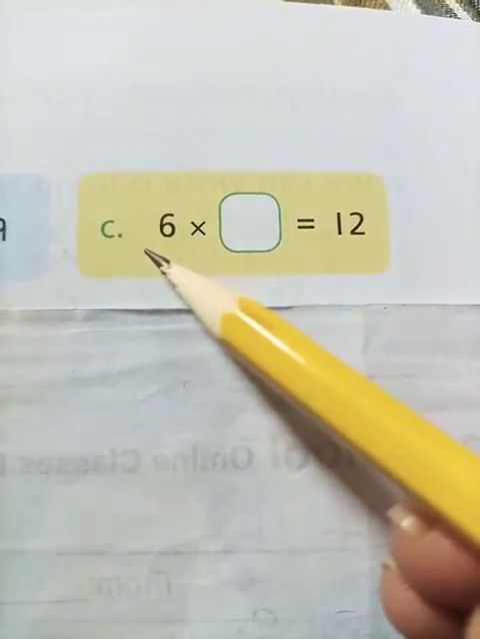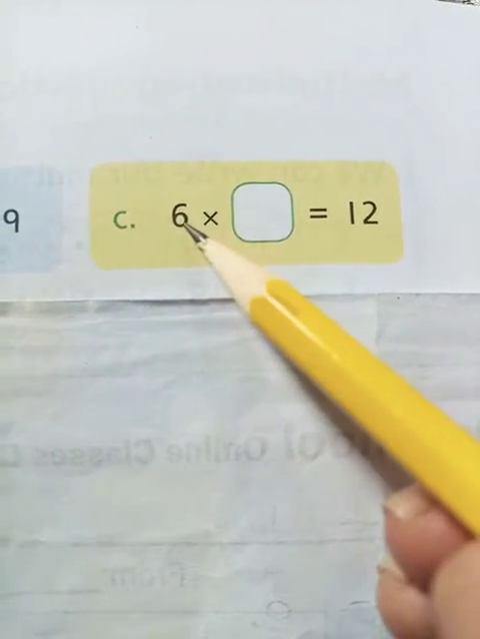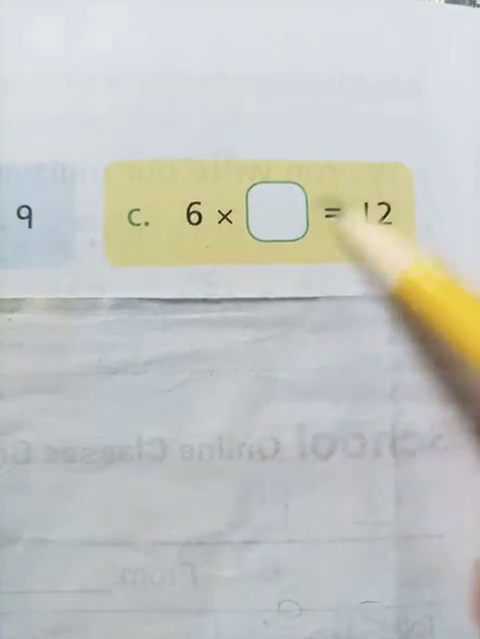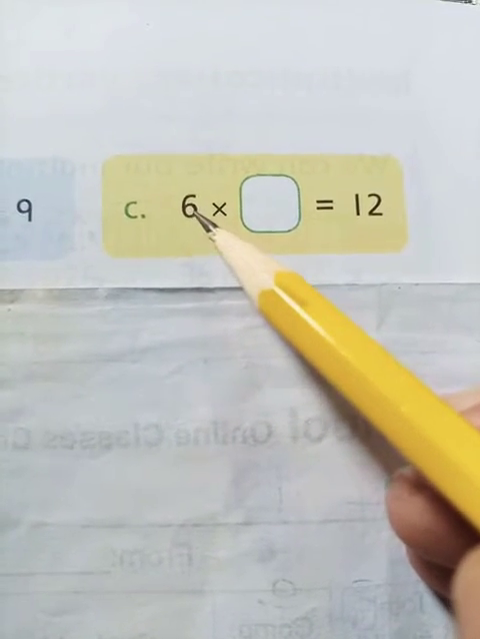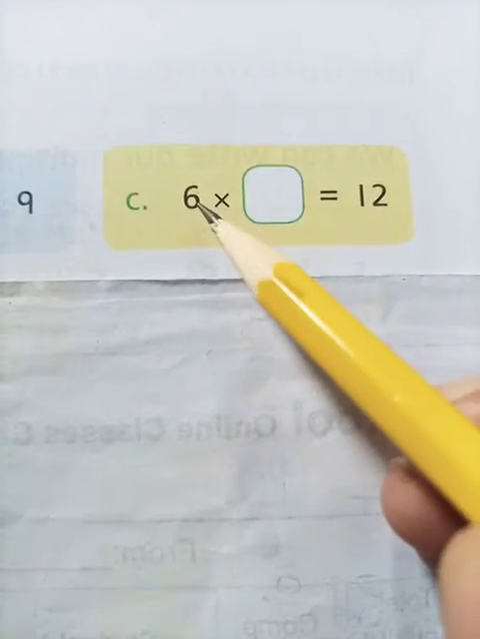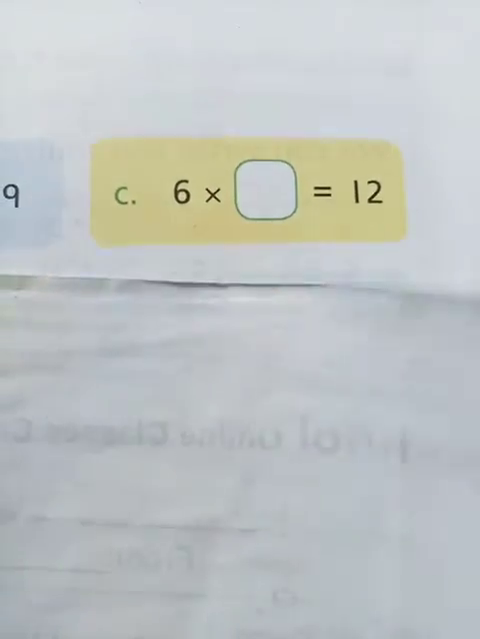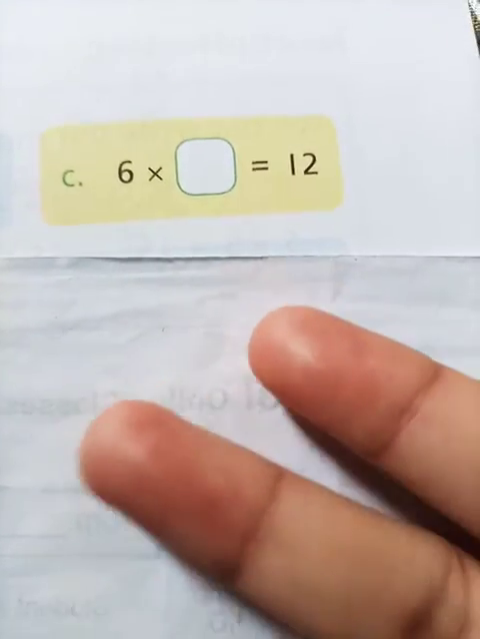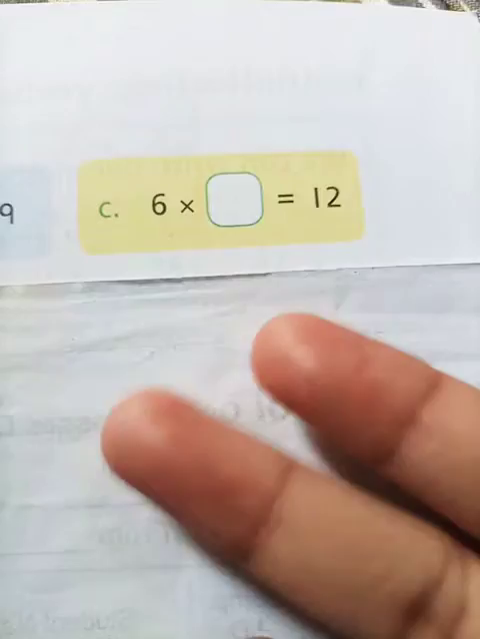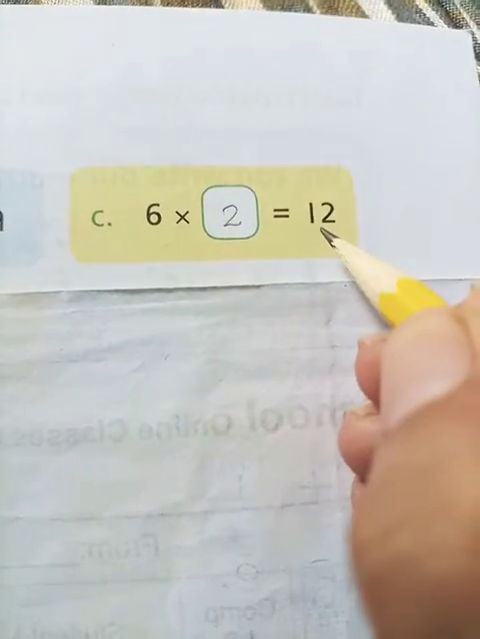Here is our part C. Look students, my answer is 12 here, and here is my first number, but I want to know the second number. For this I need to learn the table of 6, and we have already learned the table of 6. Now students, let's read the table of 6 till the number 12. 6 ones are 6, 6 twos are 12. Oh, we got the 12 so early, and we got it on the number 2. So I'm gonna write 2 here. Now read it students. 6 twos are 12.